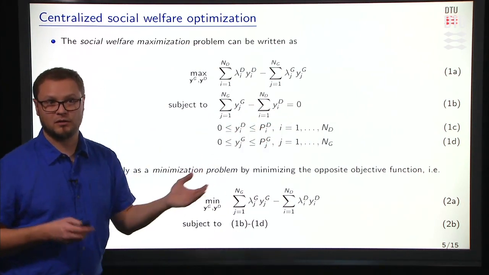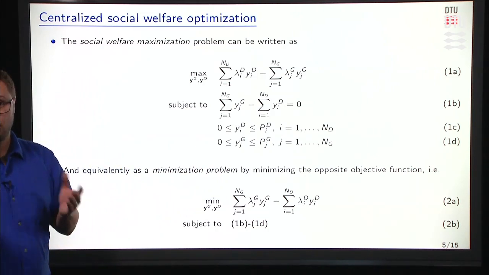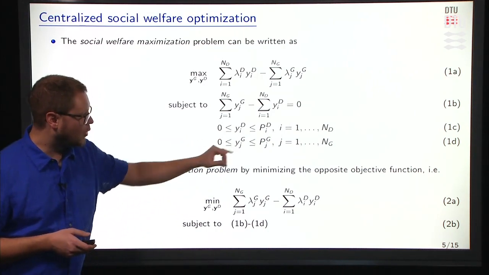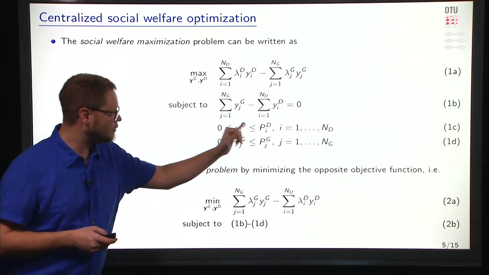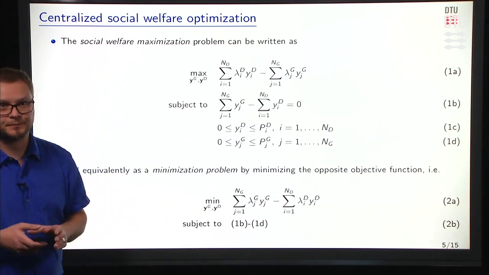So production equals consumption. There are other constraints that are formulated as inequalities. These are for the scheduled quantities for supply and demand. As explained before, they should be between 0 and what was offered originally by each and every agent.